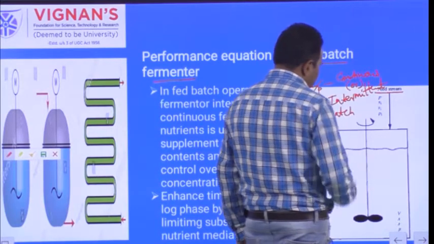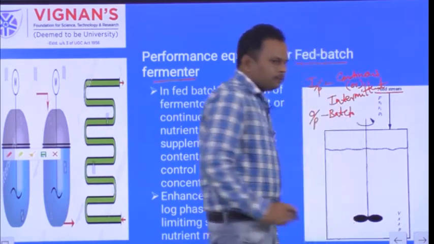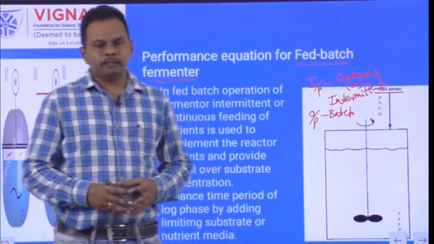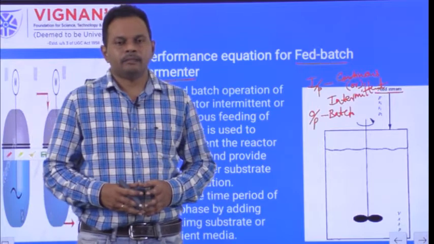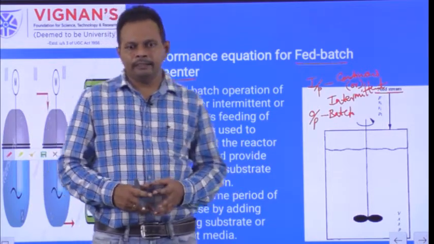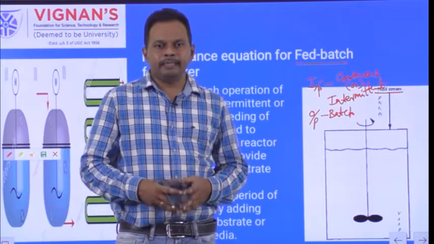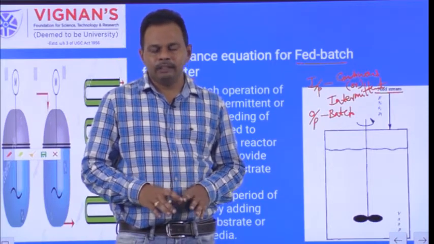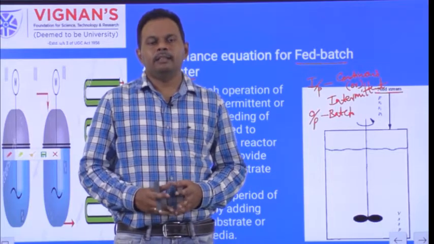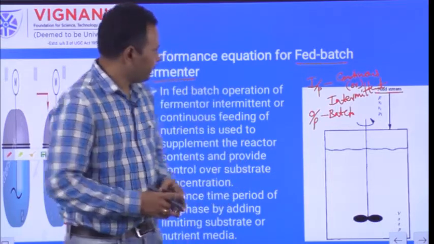What is the meaning of the output being batch? Only after the completion of the biological reaction do we remove the fermentation broth with grown cells from the fermenter. In the fed batch fermenter, there is a provision for adding the liquid nutrient media or limiting substrate, but we are not removing any biomass or product from the fermenter during the biological reaction. Okay.